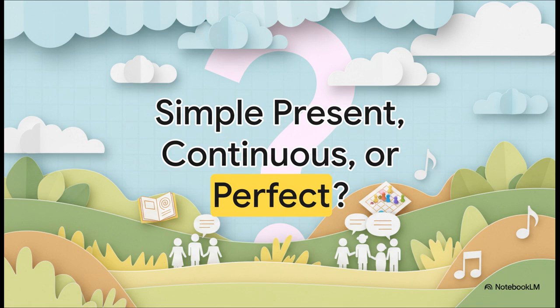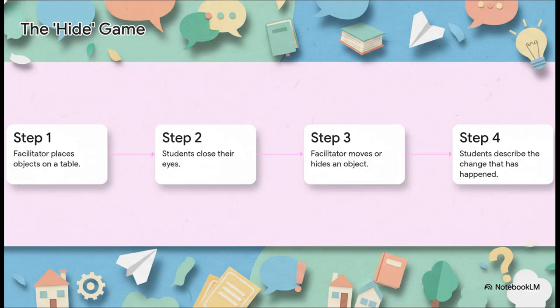Well, instead of starting with a super confusing chart, this method starts with a really clever game. Let's just walk through this because it's fantastic. The facilitator puts some things on a table, tells the students to close their eyes, and then hides one of the objects. When they open their eyes, the teacher asks, "What happened?" And the natural, intuitive answer is something like, "You have moved the pen." The game itself is designed to make them use the exact tense you're trying to teach. It is discovery-based learning at its absolute best.